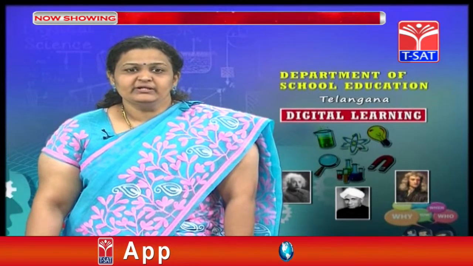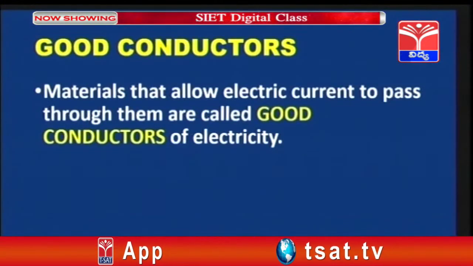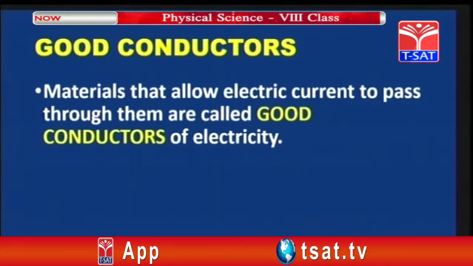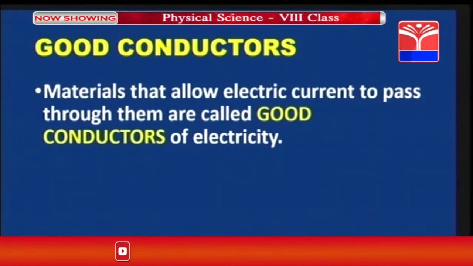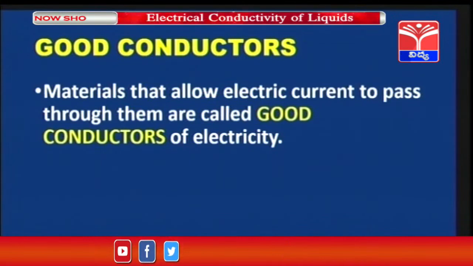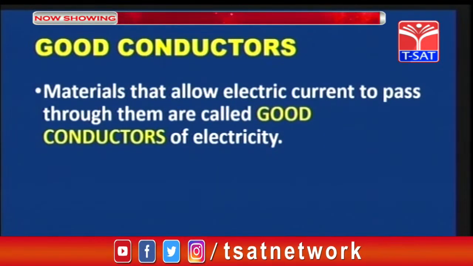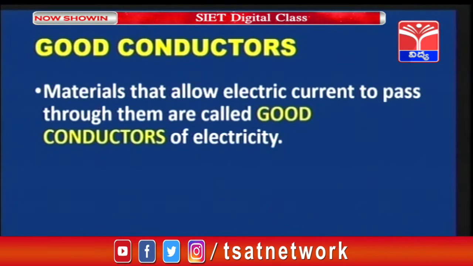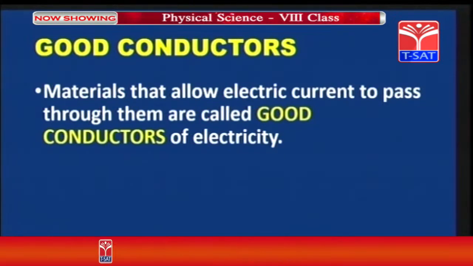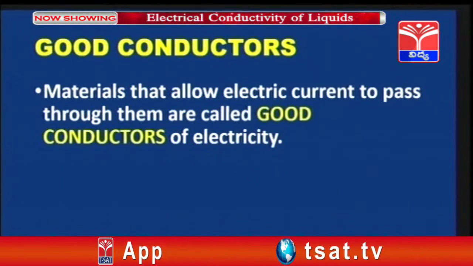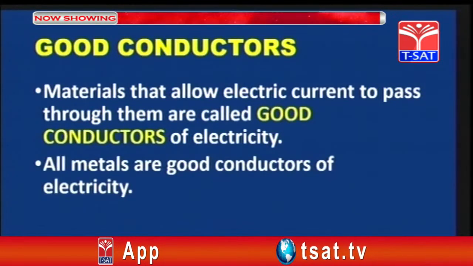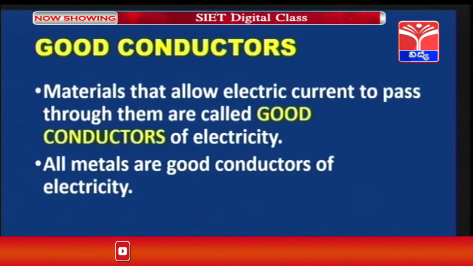Let us define it, children. Materials that allow electric current to pass through them are called good conductors of electricity. Let's read it again. Materials that allow electric current to pass through them are called good conductors of electricity. All metals are good conductors of electricity.